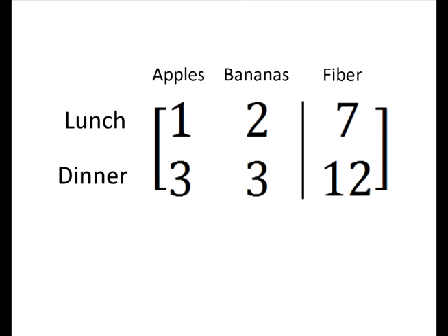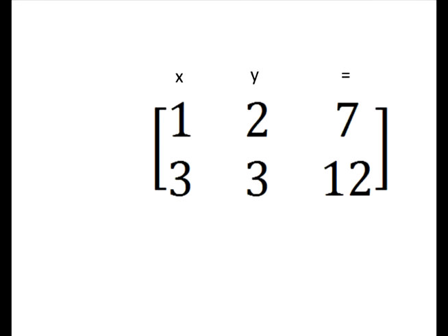We're actually looking at something called an augmented matrix, and it gives you that little line that really just means equals. So maybe for lunch I had 1 apple, 2 bananas, and that was equal to 7 grams of fiber. And then for dinner, I had 3 apples, 3 bananas, and that was equal to 12 grams of fiber. Now, our calculator isn't going to have that bar in it. So we're just going to enter this 2 by 3 matrix like this and have our calculator actually solve for what x is and what y is, in this case, apples and bananas.